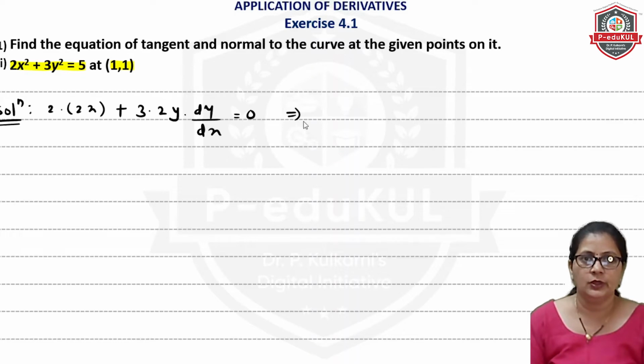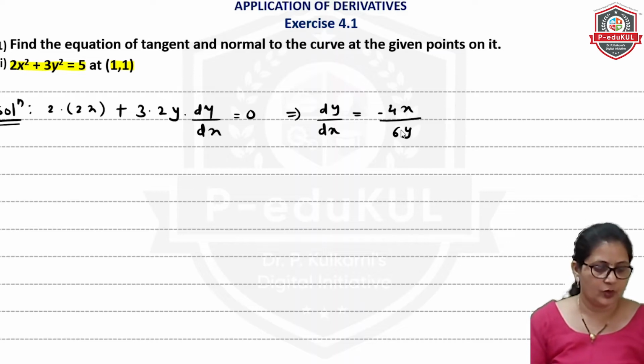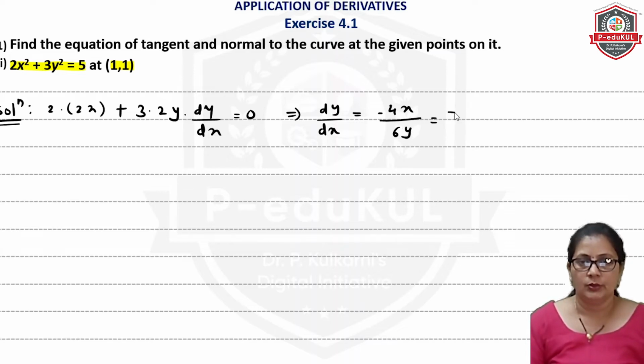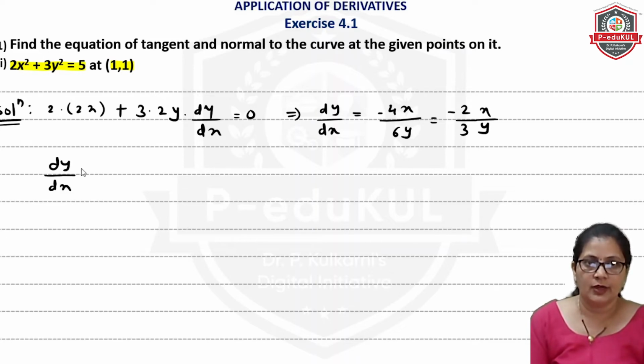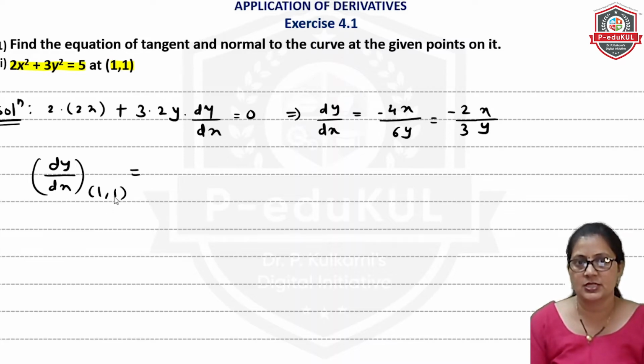So now this will be dy by dx is equal to minus 4x upon 6y. Okay. So this will be minus 2 by 3 x upon y. This is my derivative. Now this I have to calculate at this particular point. So I will be calculating that dy by dx at point 1, 1. Means what I will do, I will put the value as x is 1, y is 1. And then I will get the slope is minus 2 by 3. So I will write it here.